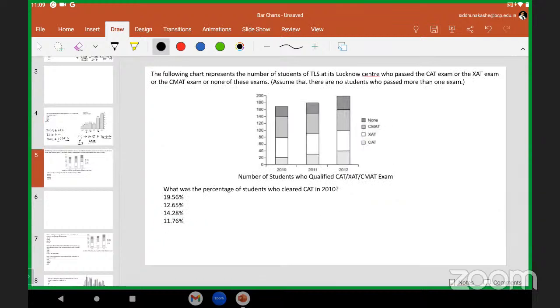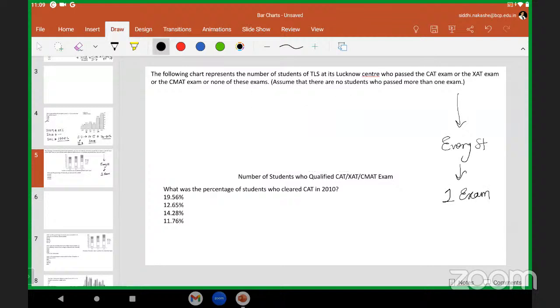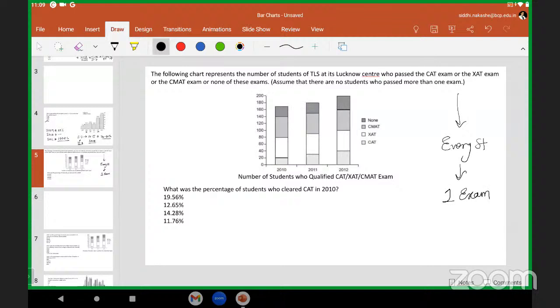So now let's look at the next questions. Okay. The following chart represents the number of students of TLS at its Lucknow center who passed the CAT exam, the XAT exam, the CMAT exam, or none of the exams. Assume there are no students who passed more than one exam. That means every student has passed only one exam. There are no students who have passed multiple exams. So one student has passed only one exam. So we'll start with the questions.